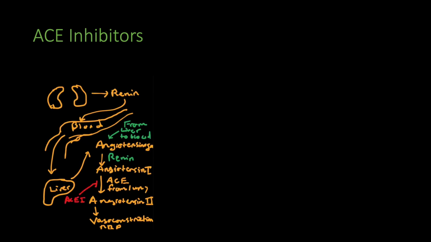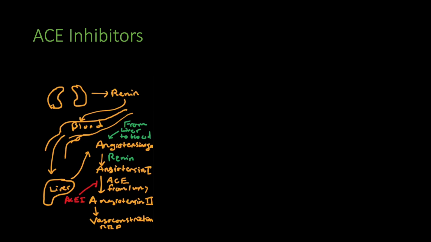Once the angiotensinogen goes from the liver into the blood, renin is used to convert that to angiotensin 1. And then it goes to the lungs, or the vascular endothelial, the parts of the lungs where blood is carrying angiotensin 1 so that it can convert to the final product, which is angiotensin 2.